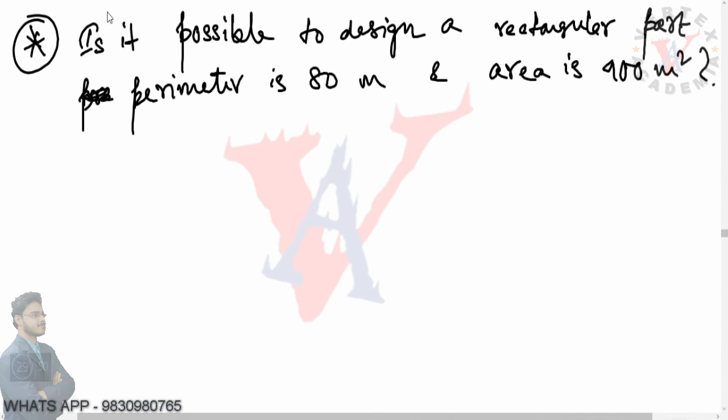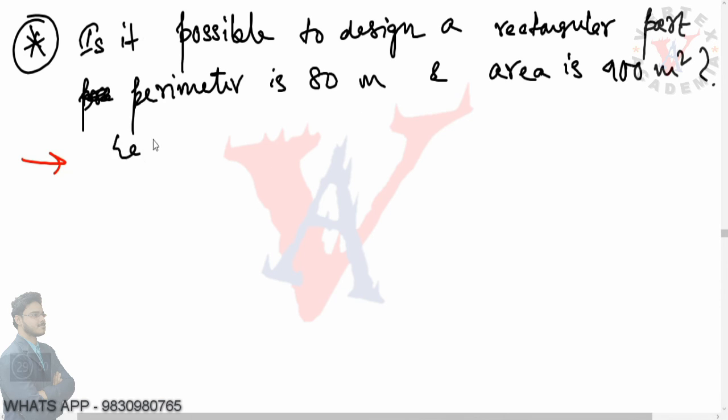So basically, the way you should attempt a problem, it is asking you, is it possible? From that you can get an intuition that it might be trying to know whether I know the concept of whether it will be real or not. The more you practice the questions, you will understand these things better. So is it possible to design a rectangular park of perimeter 80 meter and area 400 meter square?